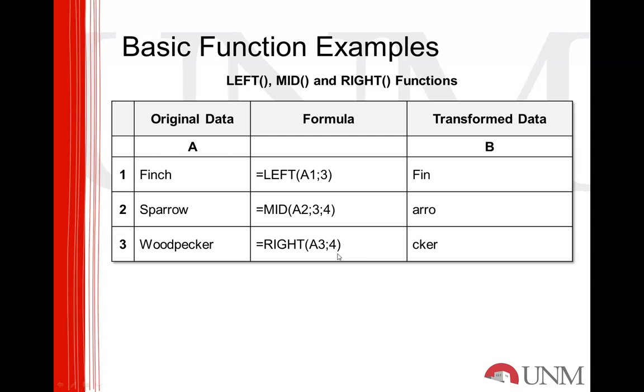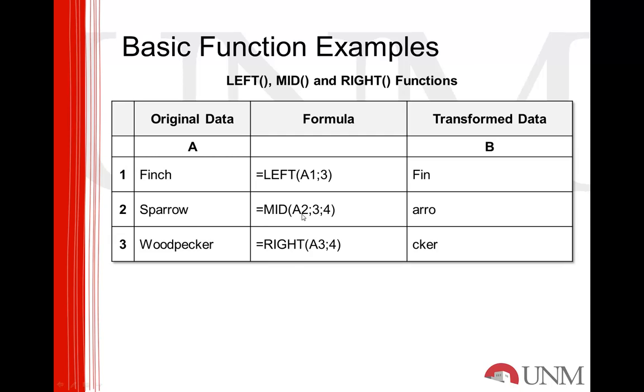The right function operates in the same way, except that it counts the number of characters you want to get from the right end of the data that you're looking at. So in this case, we're looking in cell A3, and we want to get 4 characters, which are CKER, from the right. And the mid function actually has a third data parameter that you need to enter.